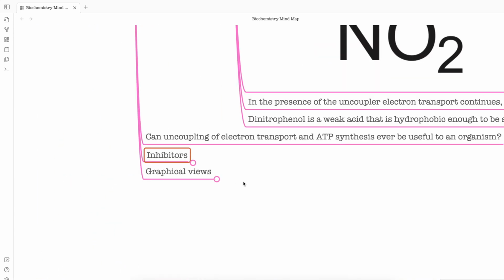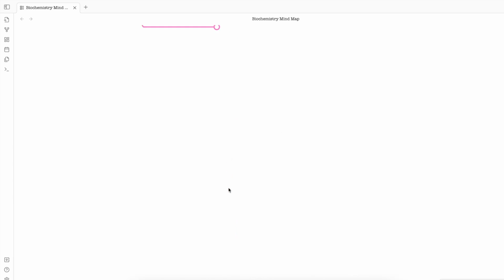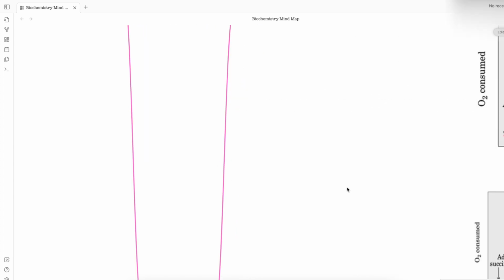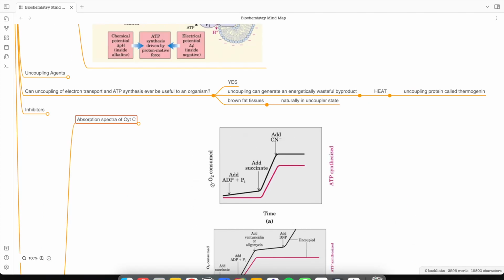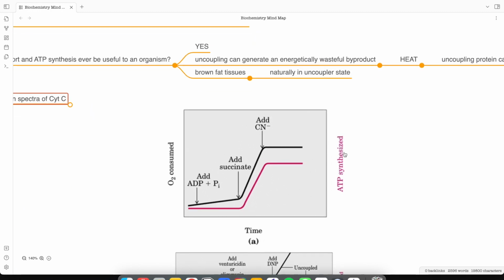Now let's see some graphs which are quite interesting to analyze. Okay, so this is the oxygen consumed, and this is the ATP synthesized, and this is the time. This red color is for ATP synthesized, the function of ATP synthesis. This black color is oxygen consumed. Oxygen consumed means this is the electron transport chain. Okay, so you can see that this is obviously time.